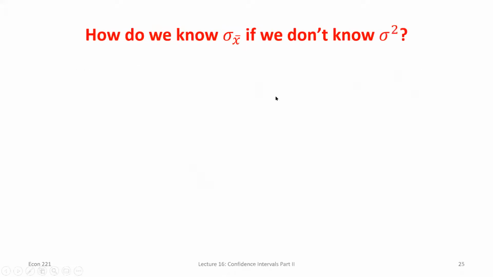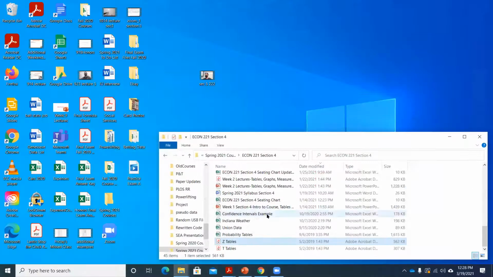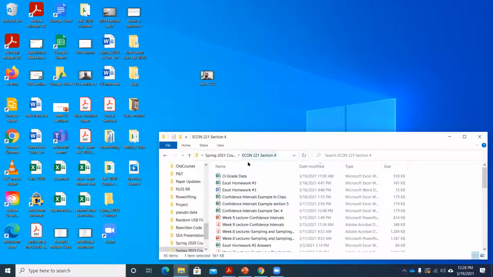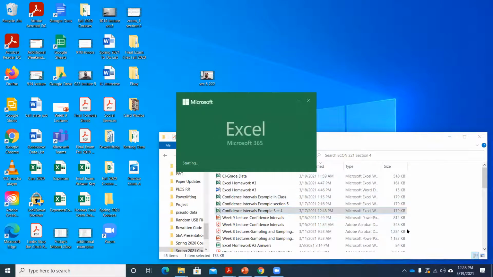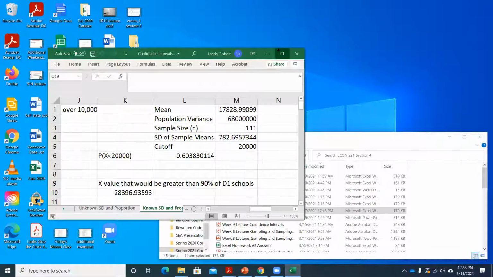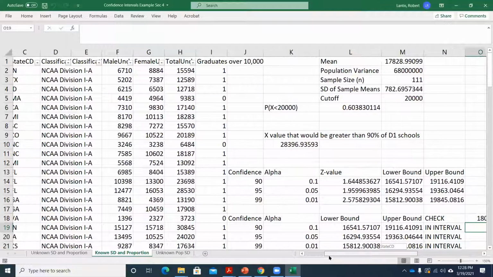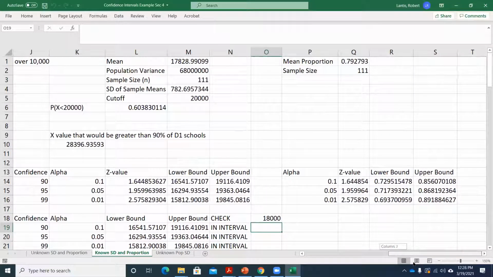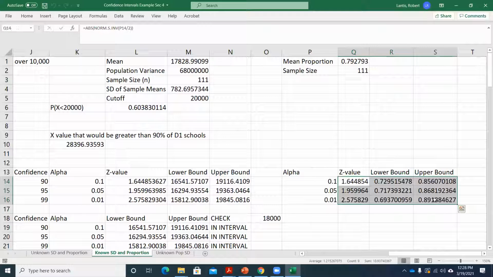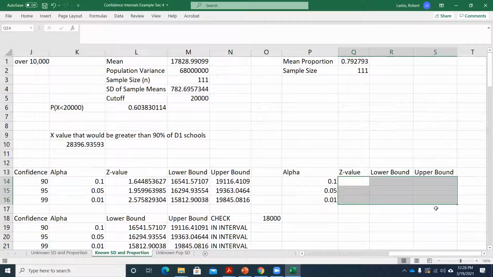So what I want to make sure we get through today is, let's go back, and we're in section 4. So we're going to look at this confidence intervals example file. This is the one that we left off working on. So we had that known SD and proportion where we're looking at school enrollment data, right? The number of undergraduates. So I'm going to delete this and rebuild it and show you it's very similar to what we were doing before.